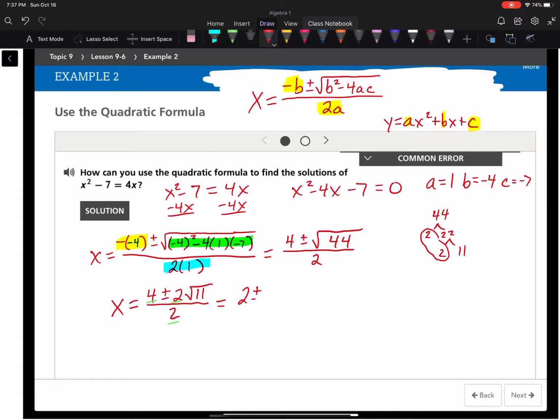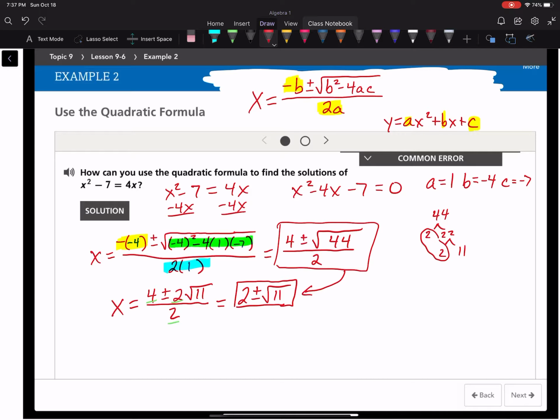2 plus or minus the square root of 11 over 1, basically. So you don't have to put the over 1. It's just 2 plus or minus the square root of 11. Like I've told you before, on the state test, I don't believe they require you to simplify your radical, so they would probably accept this answer, okay? But technically, this is the simplified version, okay?